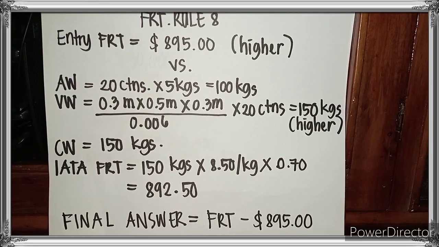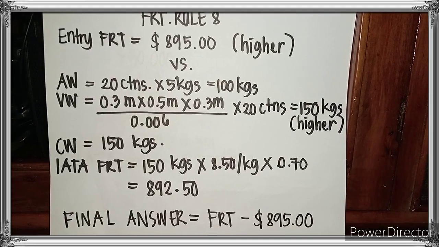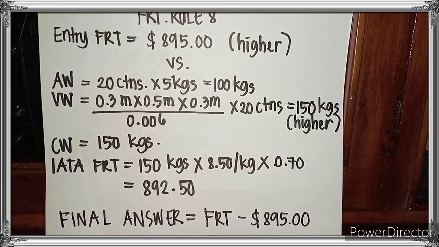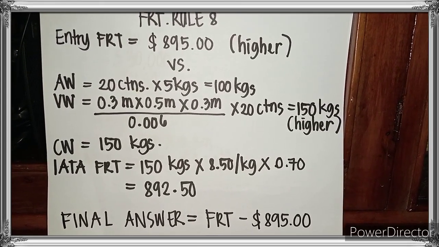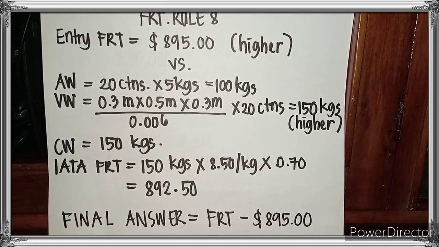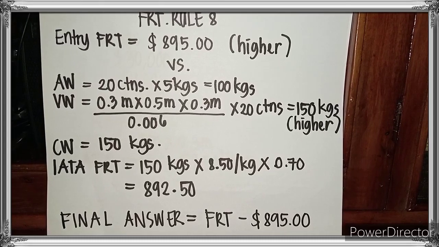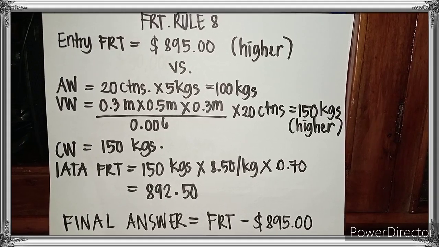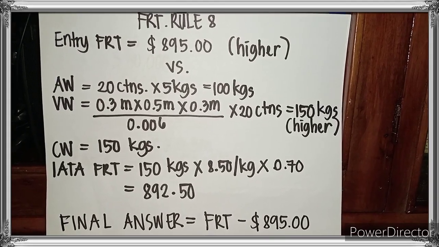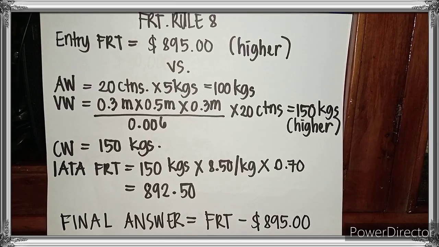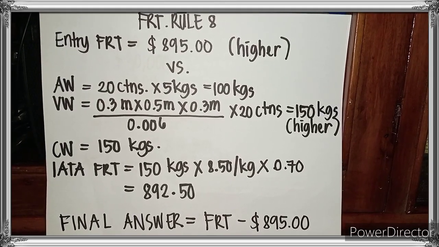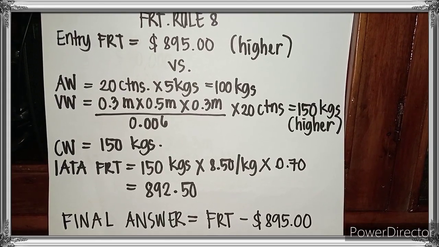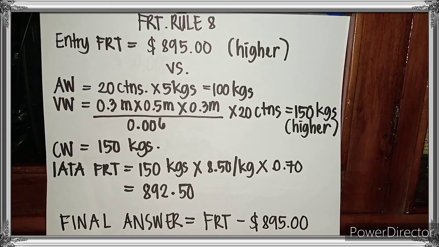And then we will proceed with the computation of the IATA freight. So IATA freight is equal to 150 kilograms times 8.50 per kilogram times 0.70. And we will come up with an answer of 892.50. So after having the IATA freight, we will be comparing whichever is higher between the entry freight and the IATA freight. So whichever is higher between $895 versus $892.50. As we can see here, the final answer is $895.